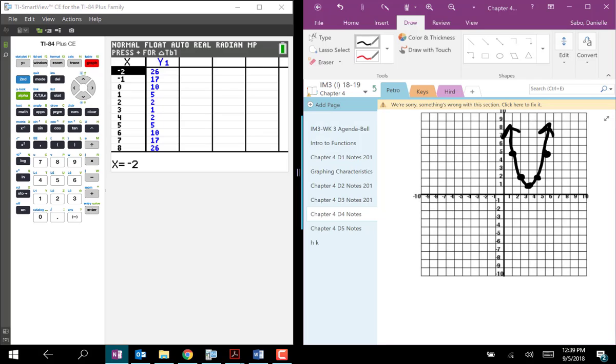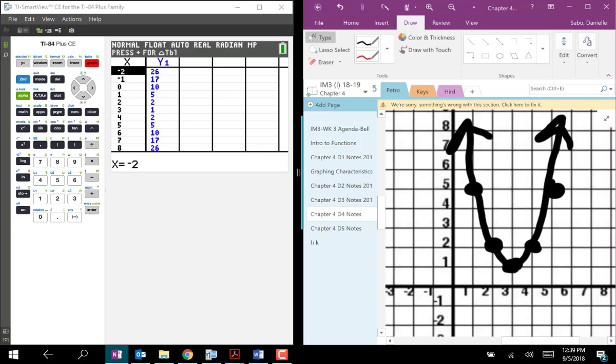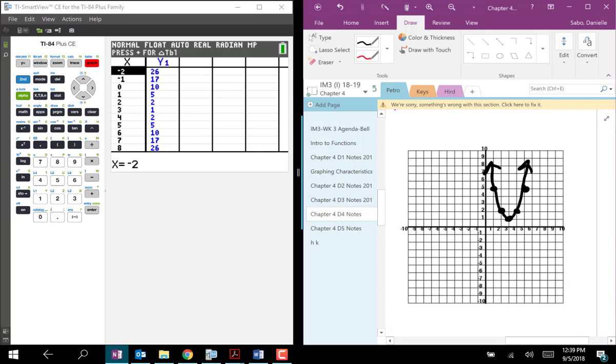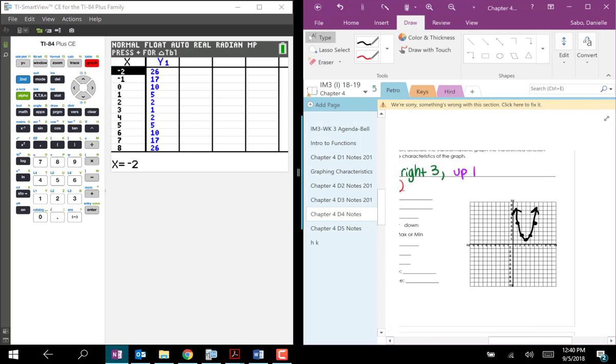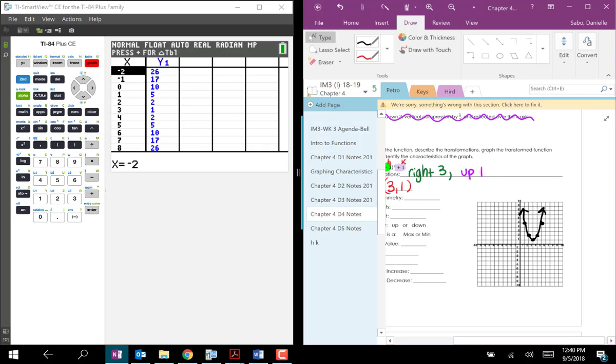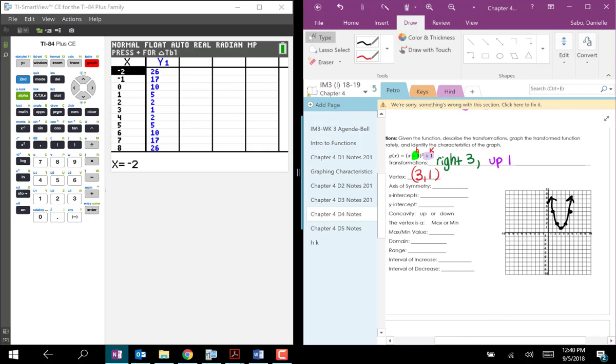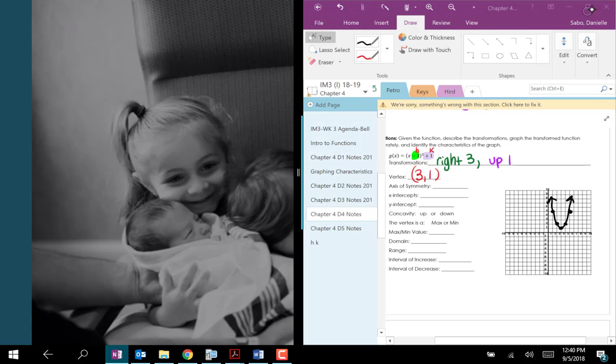Give me a second to make sure you got all that down. Oh, you made your graph like this. We were graphing it. Okay. Give me a second, make sure everyone's got it.